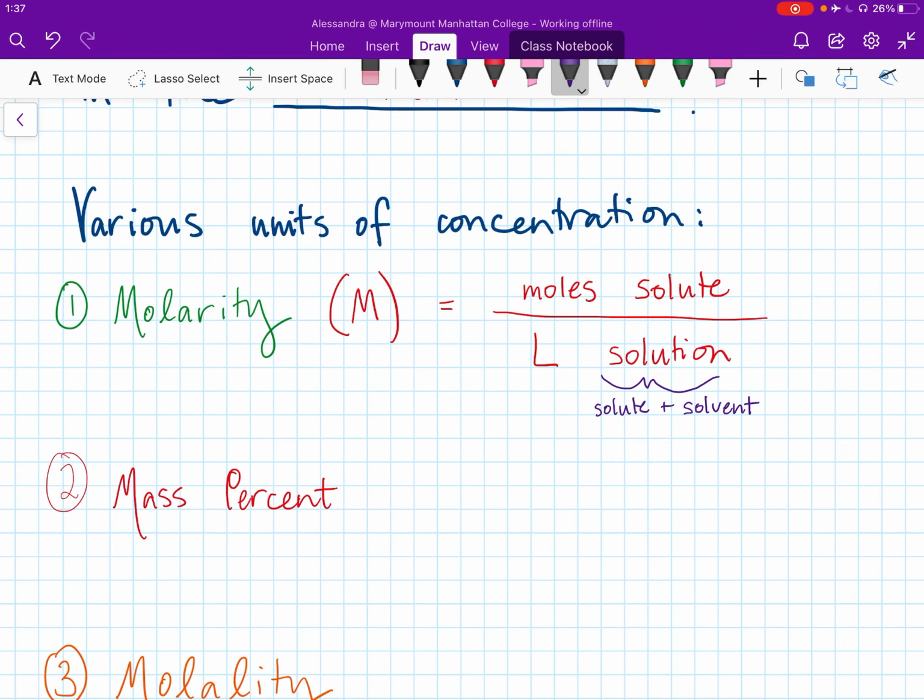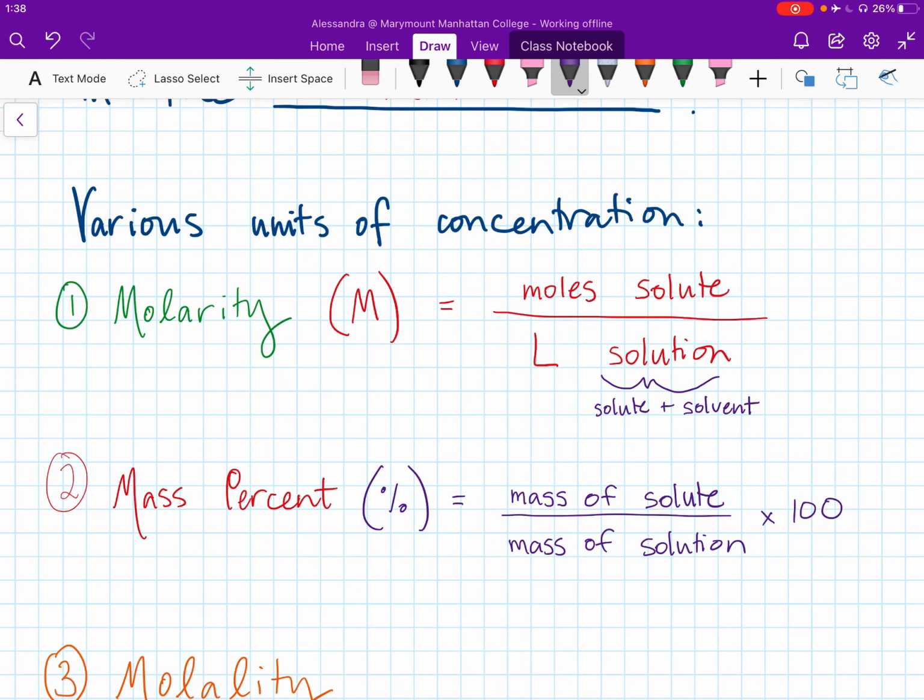Now, mass percent. Mass percent is another way of expressing the concentration of a solution. So you'll see it sometimes as percent by mass. And it literally is a percent focused on the mass. So if we take the mass of the solute over the total mass of the solution, it's got to be over the total. So once again here, the denominator includes the total mass of the whole solution, the total mass of the solute plus the solvent, and multiply by 100 to get a percent. That is the definition of mass percent.